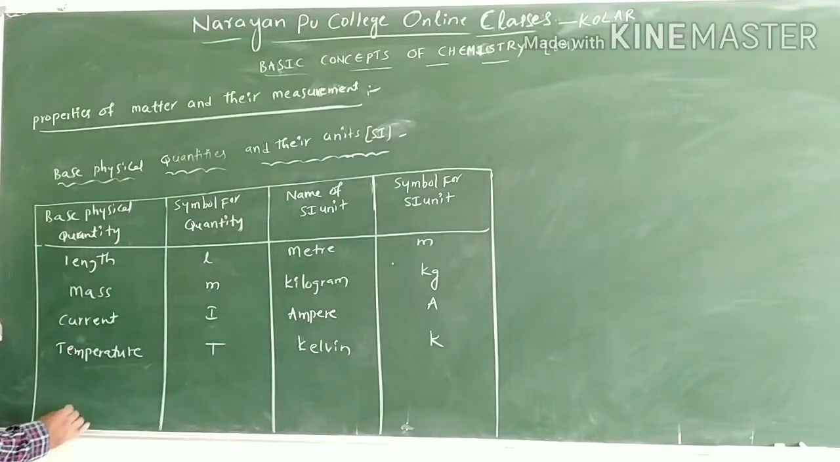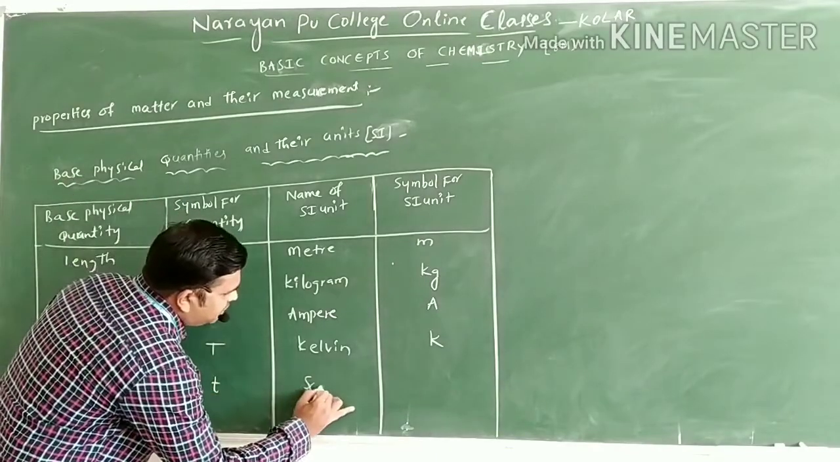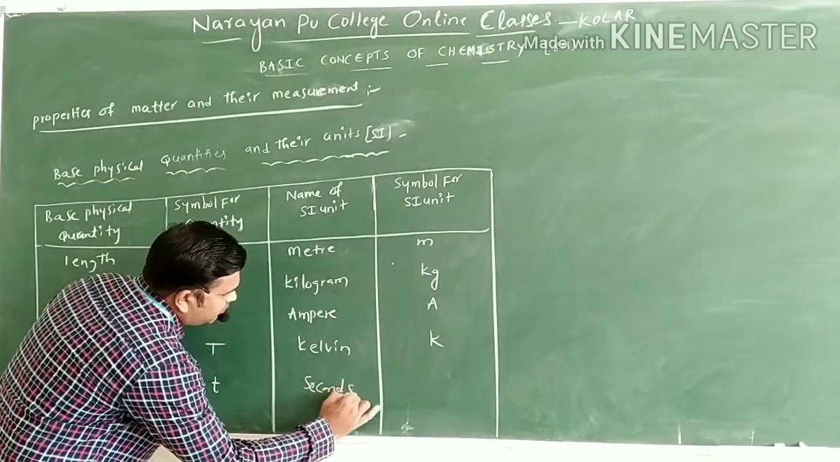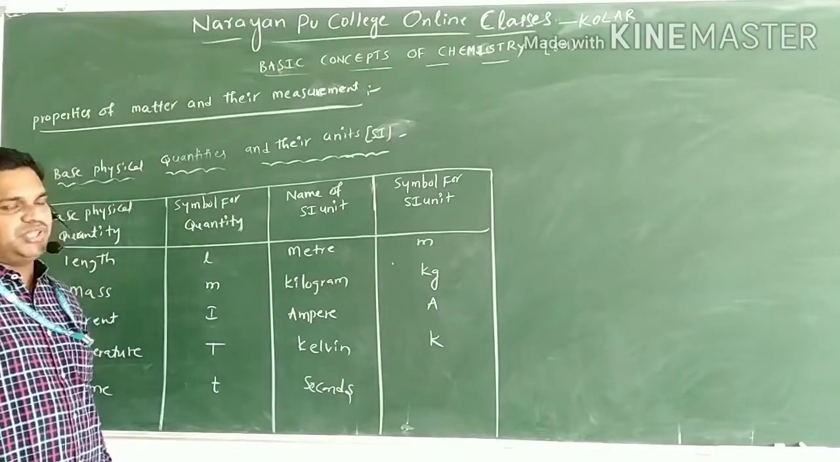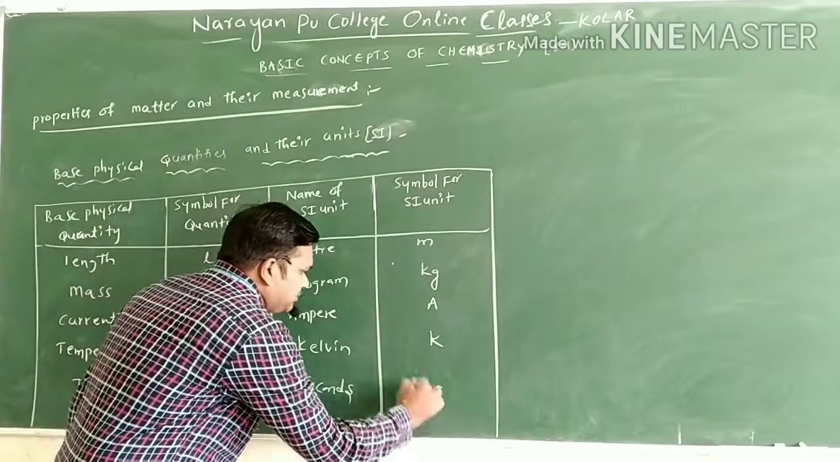Clear? Now we can take time. Time is generally denoted by small t. So how is time measured? It is measured in seconds only. Time is measured in what here? Seconds. We can take the symbol as s only.